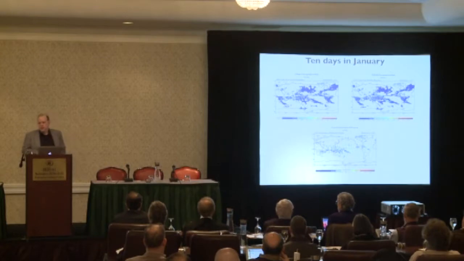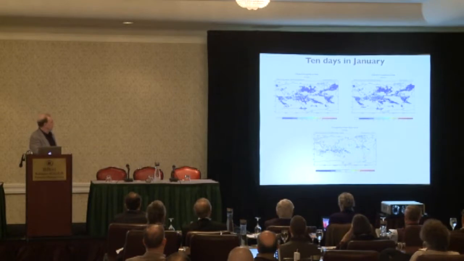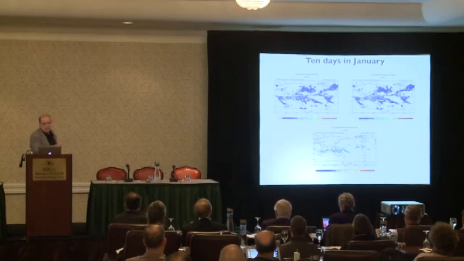So here's 10 days in January, and it's just two CRMs. So this is number 1, this is number 2. This is the difference, and you're just looking at surface precipitation rate. So I know you can't see the details, but these look pretty much alike. They're 10-day average precipitation, January. And this looks very noisy, but the pattern of the noise, of course, matches the maxima here, more or less.